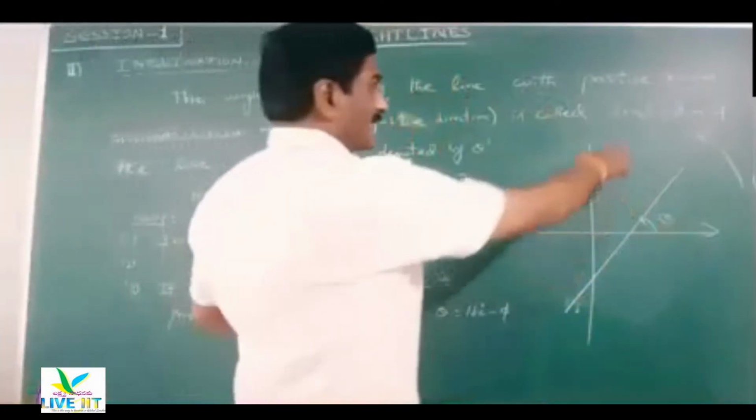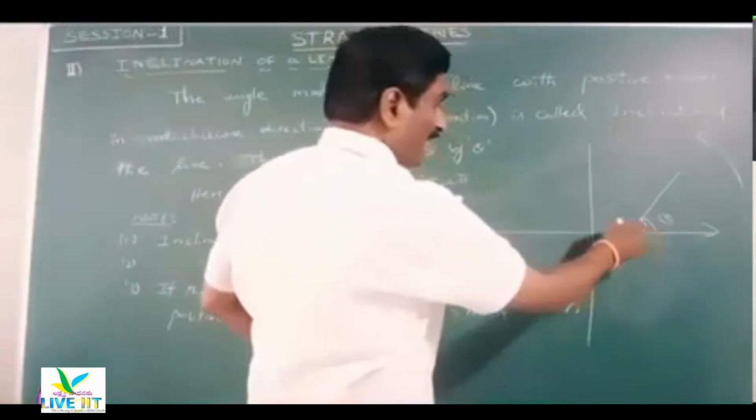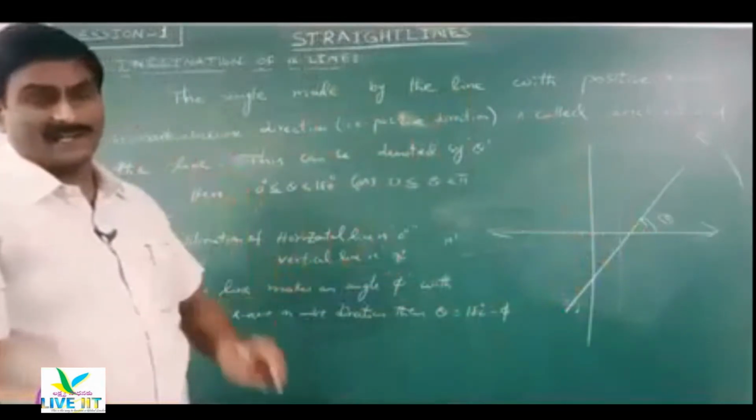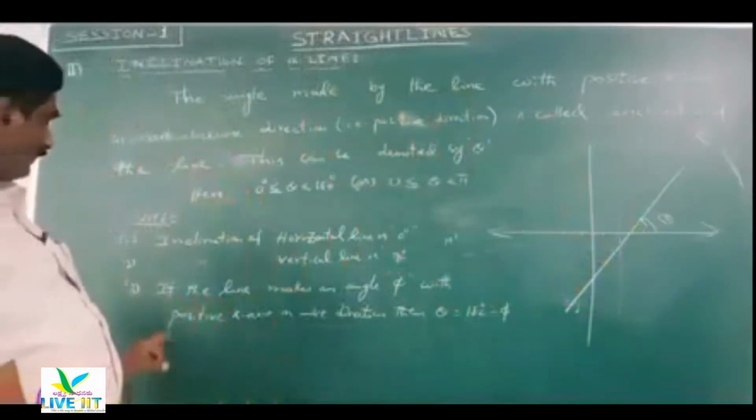Next, inclination of the vertical line. A vertical line means it is parallel to the y-axis. So the angle between the x-axis and y-axis is 90 degrees. So the inclination of the vertical line is 90 degrees.